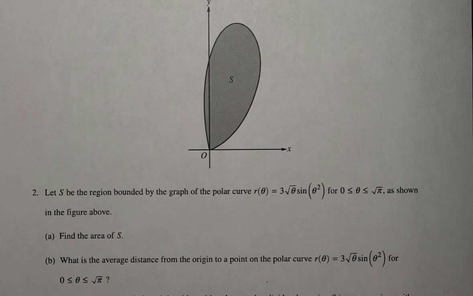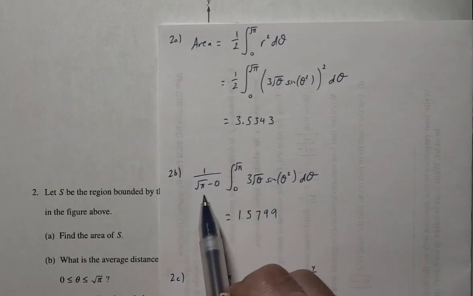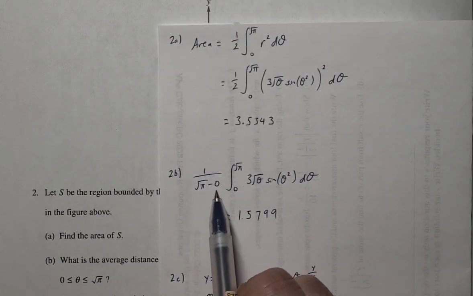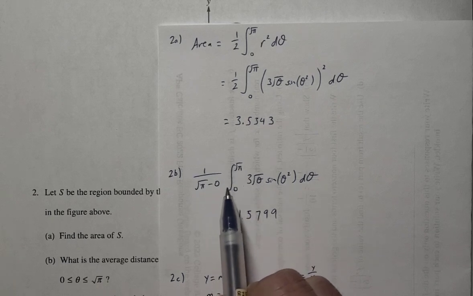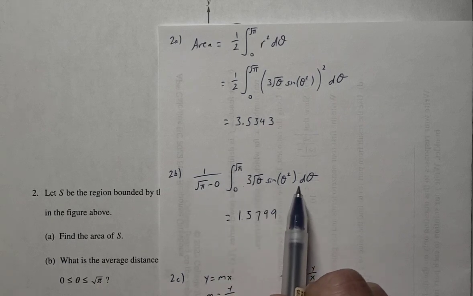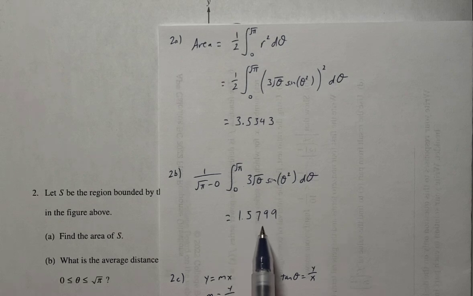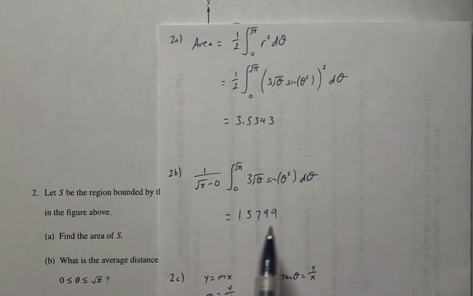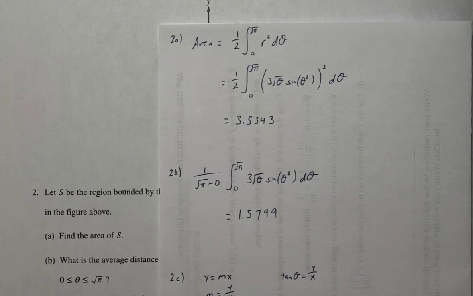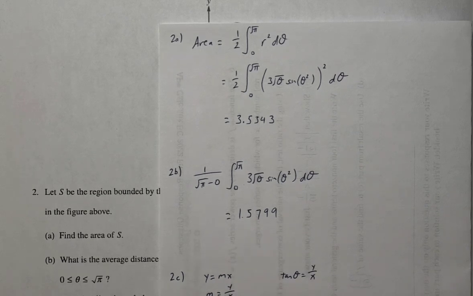The average value of a function is 1 over the length of the interval, times the integral from 0 to square root pi of the function. Put this into the calculator. You should get 1.5799. I would keep, again, at least 3 decimal places, so that would be rounding to 1.58, which the scoring guidelines accept, or this should be fine as well.